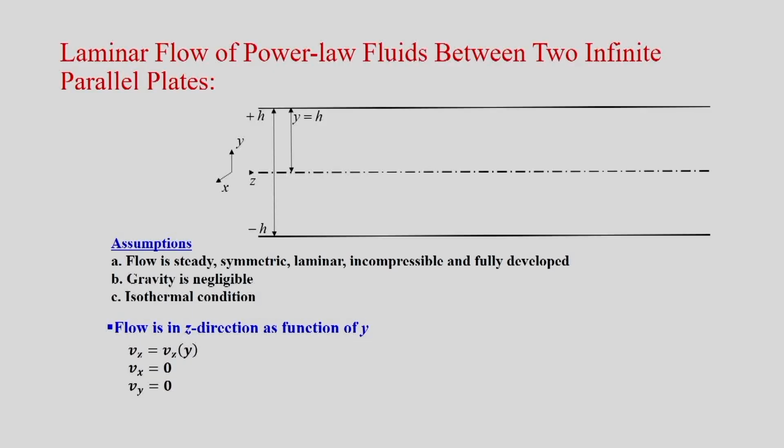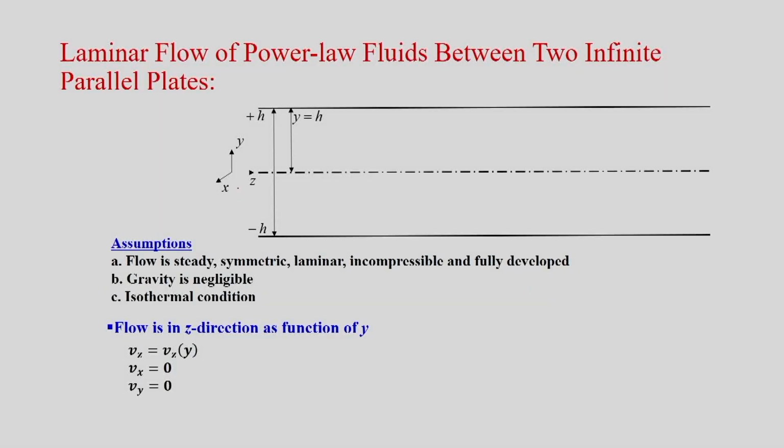Power law fluids flow between two infinite parallel plates, and the flow is under laminar conditions. This is the upper plate and this is the bottom plate. The distance between the two plates is 2h, and the flow is in the z direction. The flow is laminar, steady, symmetric, incompressible and fully developed, that is, these plates are infinitely long, so we do not consider the entry and exit parts of the plates. We consider the region where the flow is fully developed.